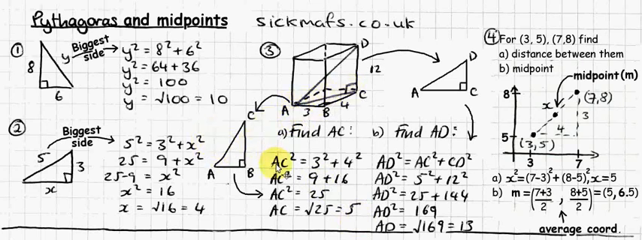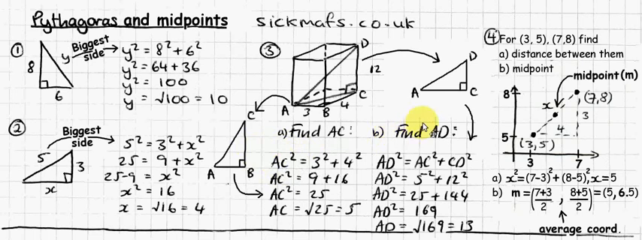Okay, now somebody might be a little bit confused if they saw AC squared. They might think, oh, that means A times C squared. No, it just means the length AC is squared. Okay, now you're allowed to do that in maths. Don't worry about that. Anyway, so what's the next thing we need to do?